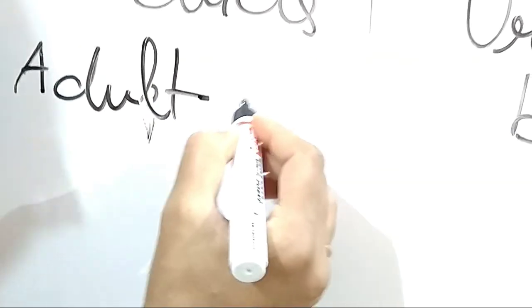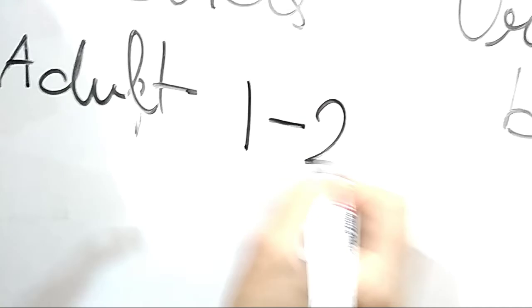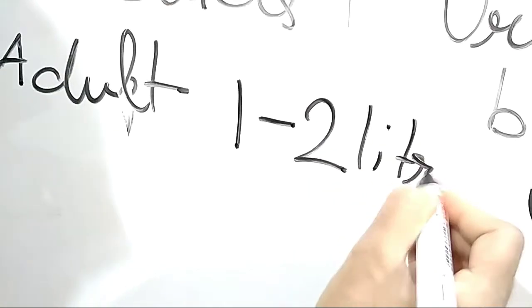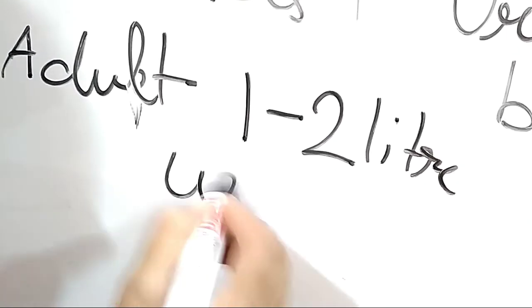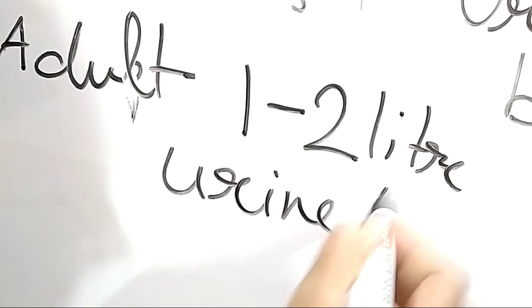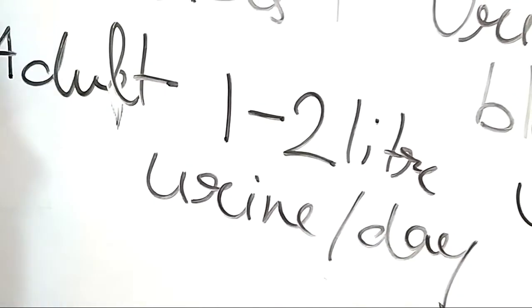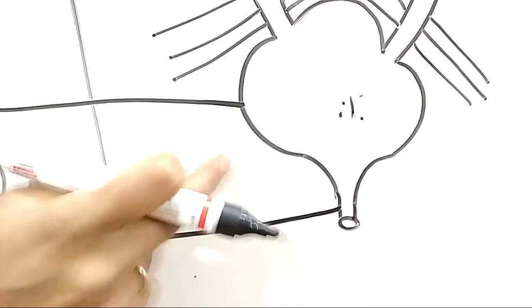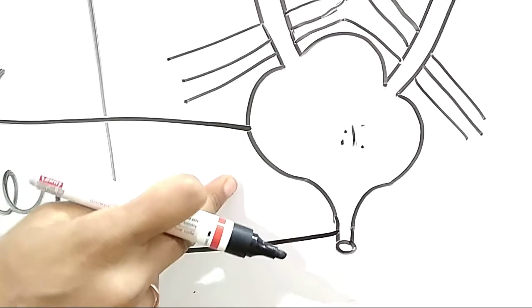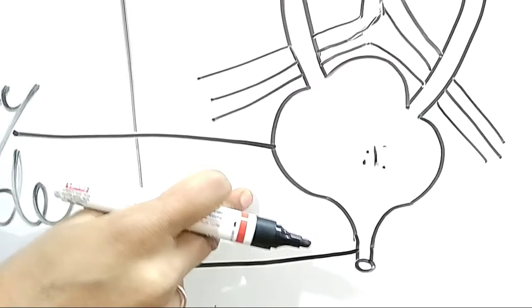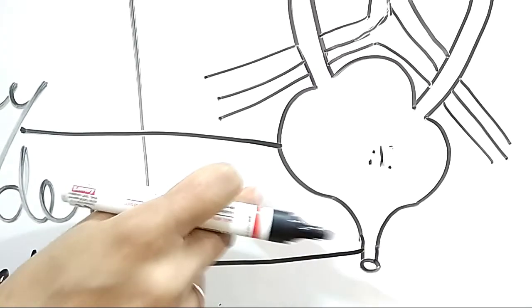The kidneys of an adult produce 1 to 2 liters of urine per day, and the urinary bladder expands and can hold 0.5, or we can say half a liter, of urine at a time.